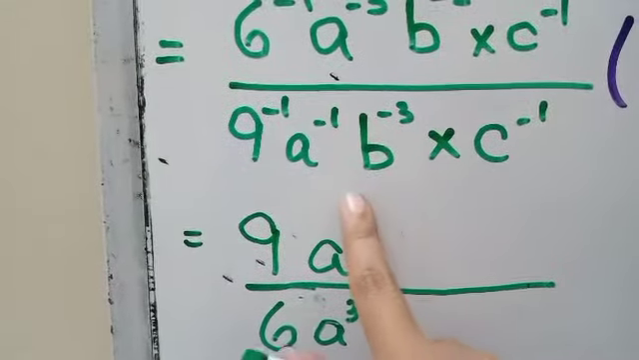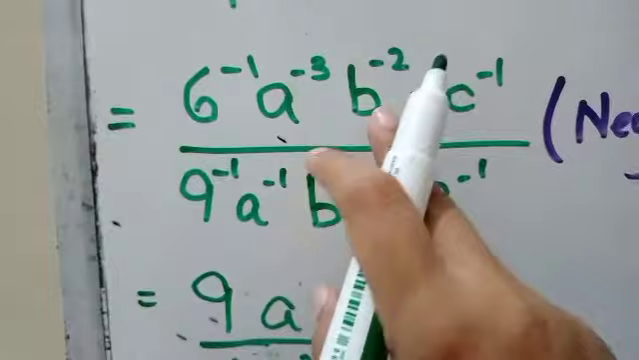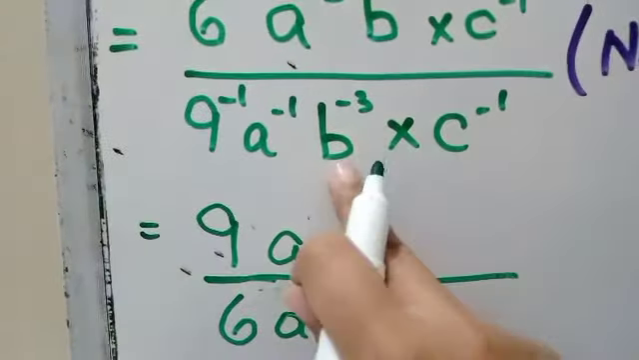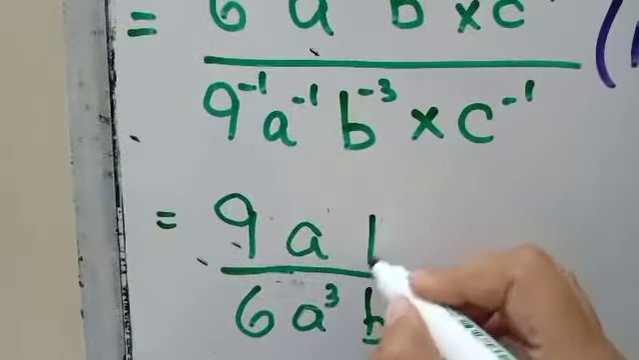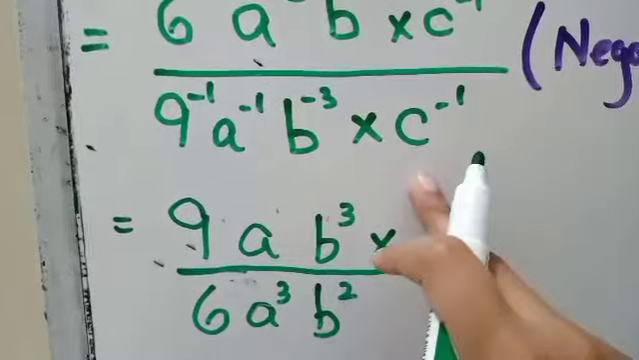Again, it is 1. I don't need to write this. Then b: this minus 2 is negative, bring it down, it will become positive. This minus 3 is down, take it up, it will become positive. Multiply by c.